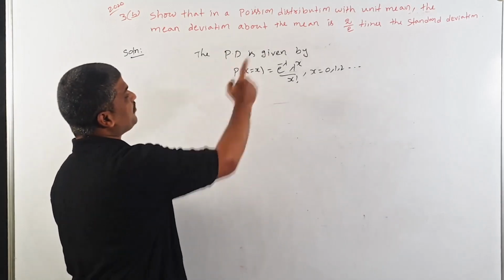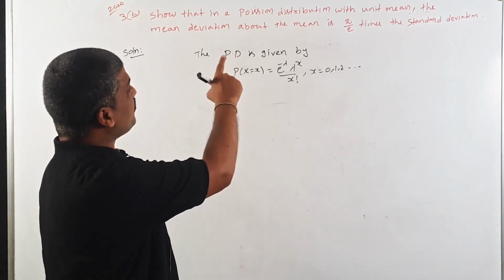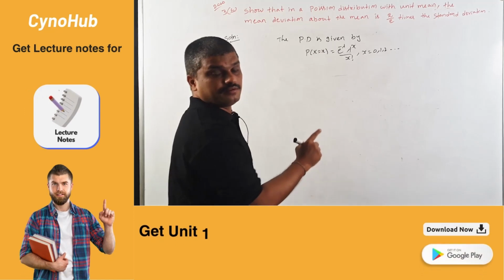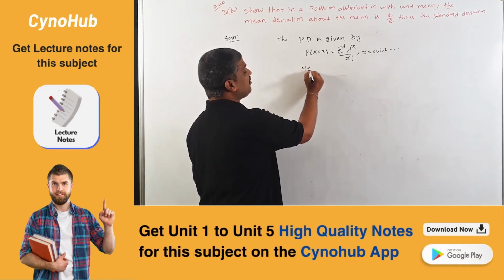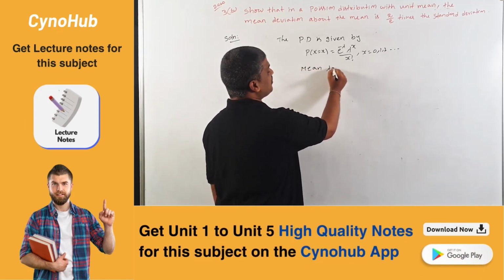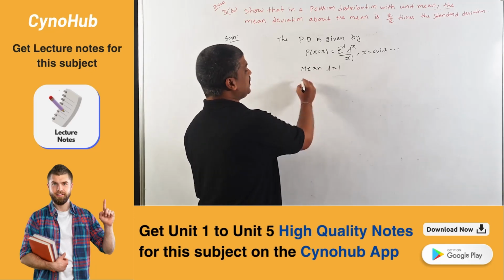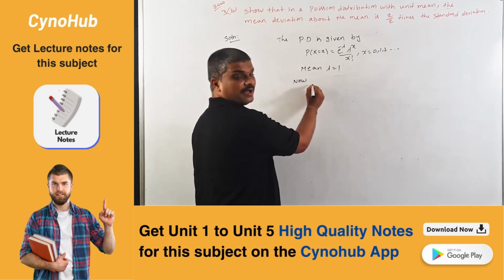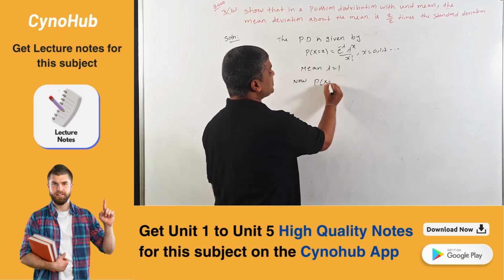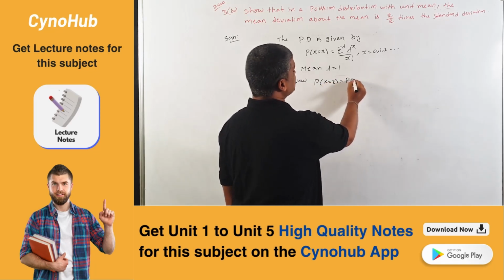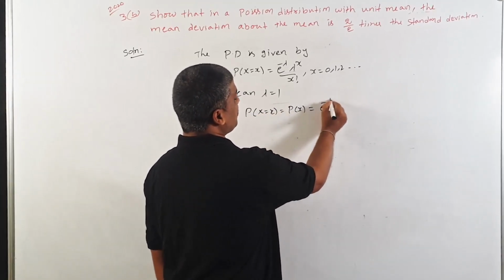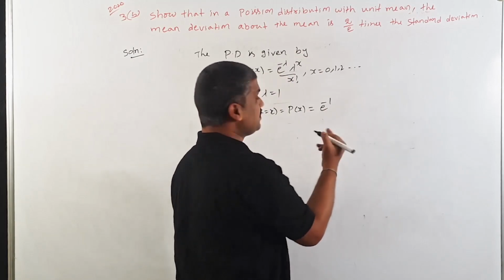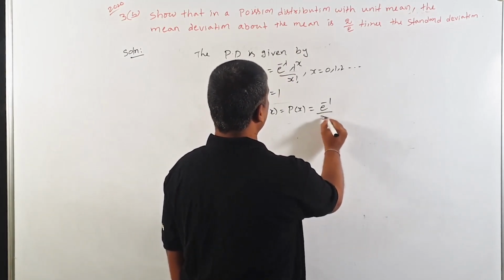We are given in our problem a Poisson distribution with unit mean. What is the mean of the Poisson distribution? Lambda. We are given it is 1. Now our distribution becomes probability of X equals x, that is p of x equals e to the power of minus 1, 1 to the power of x means 1 only, by x factorial.